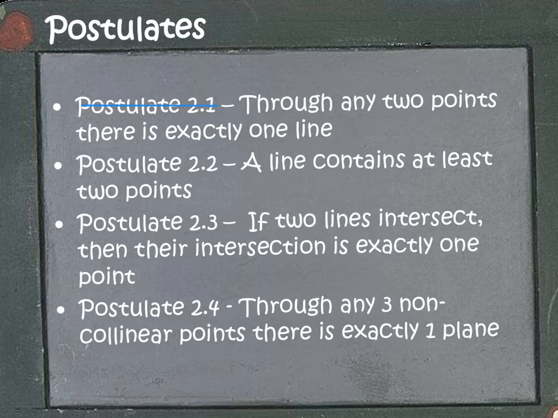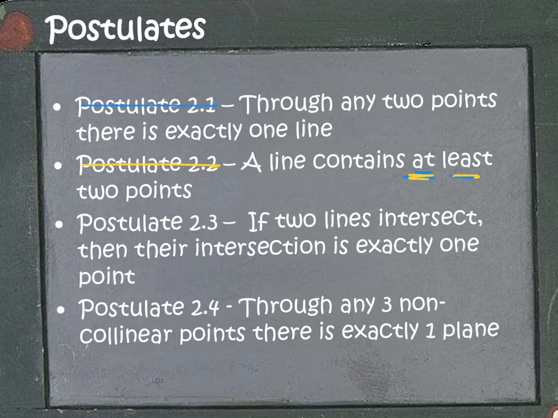The next postulate here is a line contains at least 2 points. So it can have no less than 2. So it needs a minimum of 2. Notice the words at least. So again, most of these we've already talked about. Now it's just being officially taught to you as a postulate. And again, do not memorize that postulate 2.2 states that a line contains at least 2 points. I will not ask you on a test or a quiz to tell me what postulate 2.2 states.